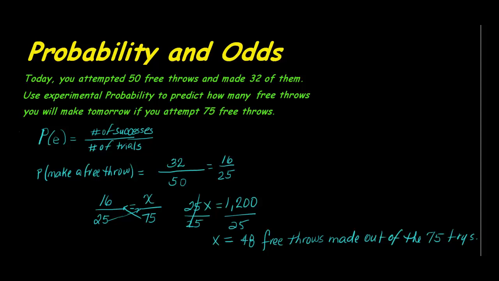And there you have it. We made a prediction that according to the probability yesterday where he made 32 out of 50, tomorrow we predict that if he gets 75 chances of throwing this ball, out of the 75, he will make 48 of those free throws, okay? I hope this example helps.